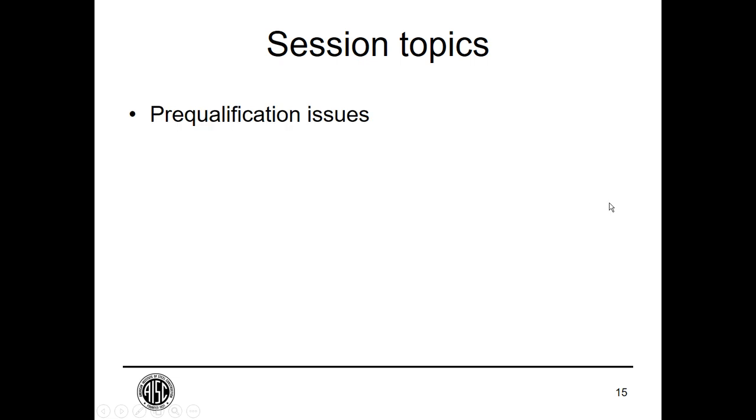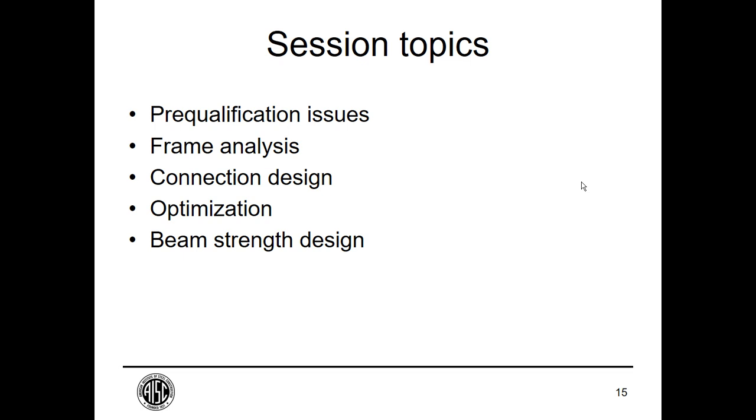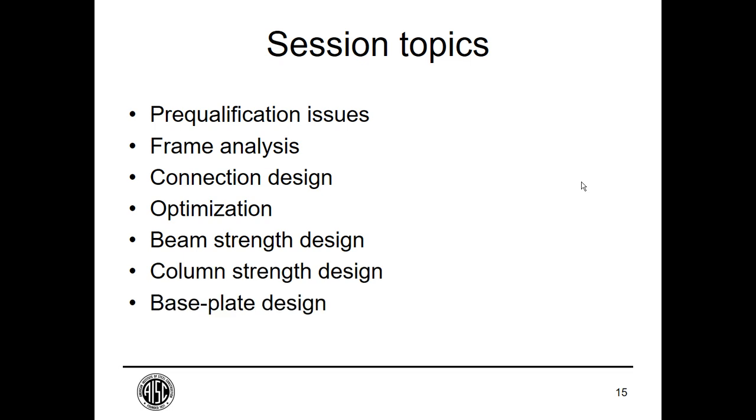In this session, we will talk about pre-qualification issues, that is the pre-qualification of the beam to column connection for a special moment frame. Some analysis issues, some issues related to the design of the connection, and we will also cover frame optimization. After that, we'll proceed to design the beam, check the beam for strength, check the column for strength, and then proceed to a base plate design and discuss what is left undone to complete the design. So our design example will go through the base plate design, but we'll also discuss what we didn't cover in the example at the end.